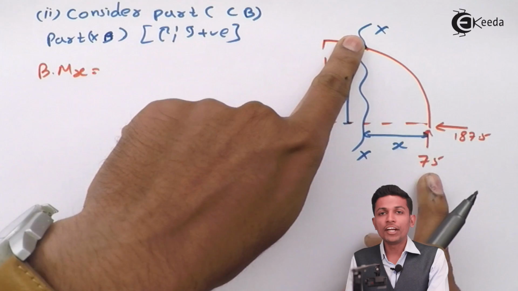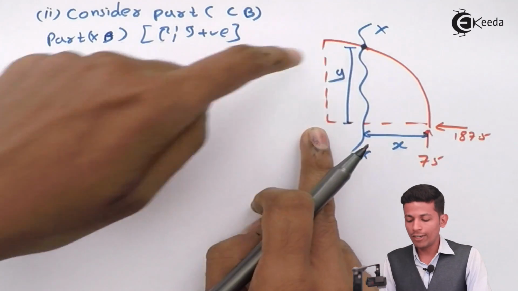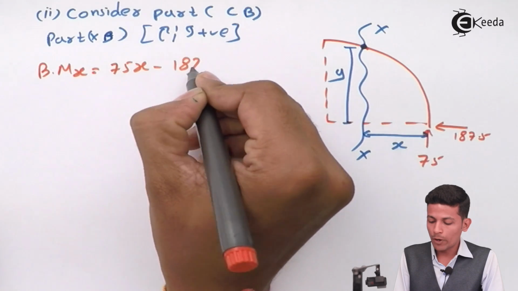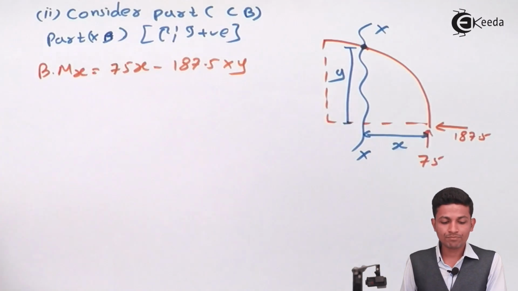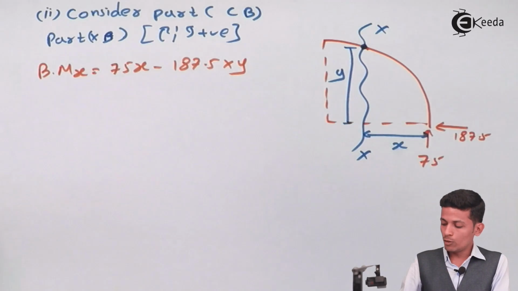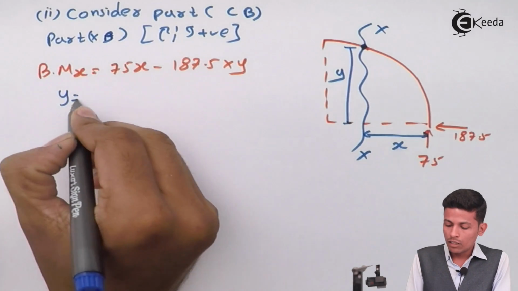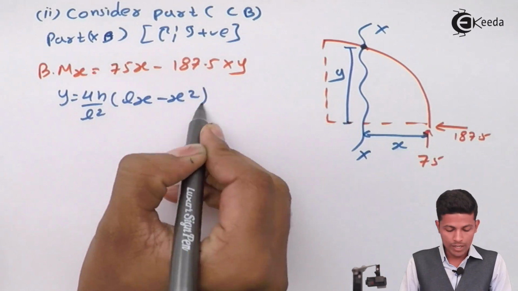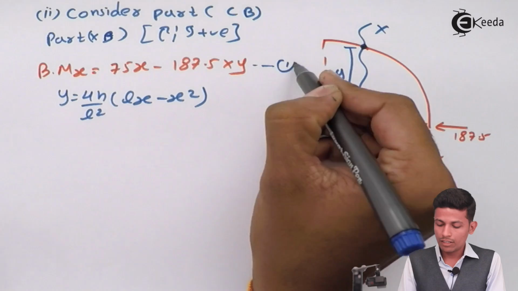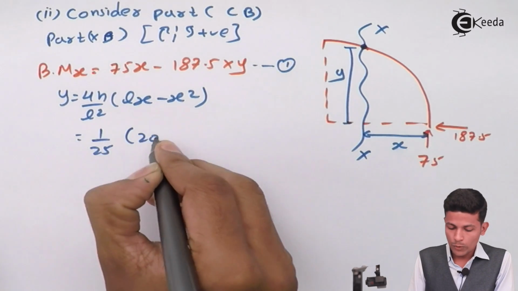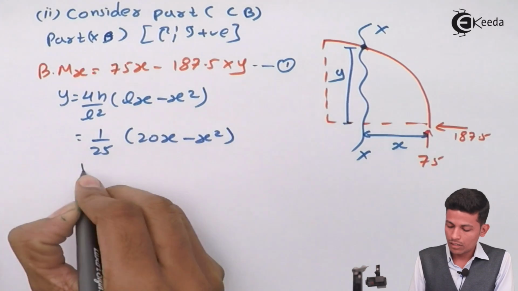So the value comes to 75 into x minus 187.5 into y. But from previous questions we can find y, we know that y is nothing but 4h upon L square into Lx minus x square. Now see, this is equation number 1. So this will come as 1 upon 25 into 20x minus x square.